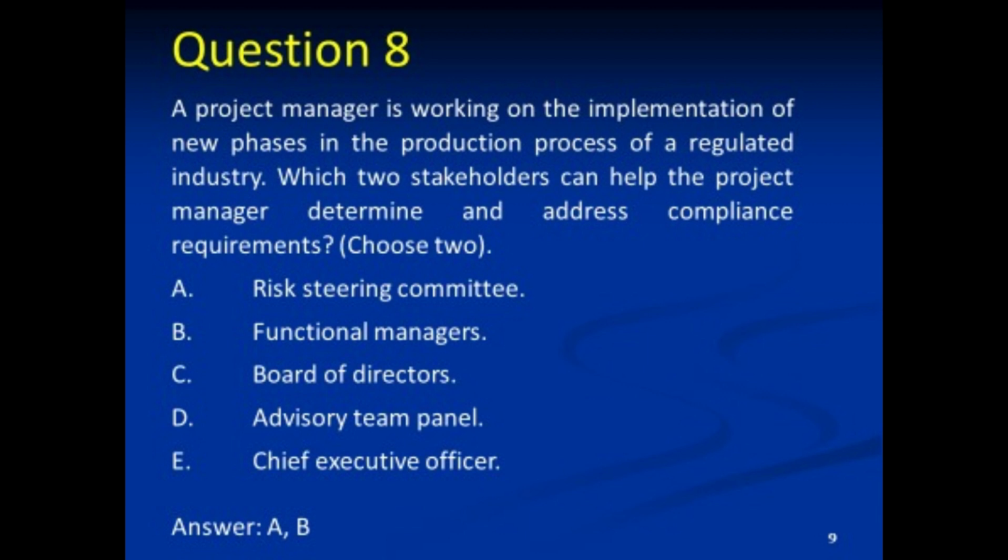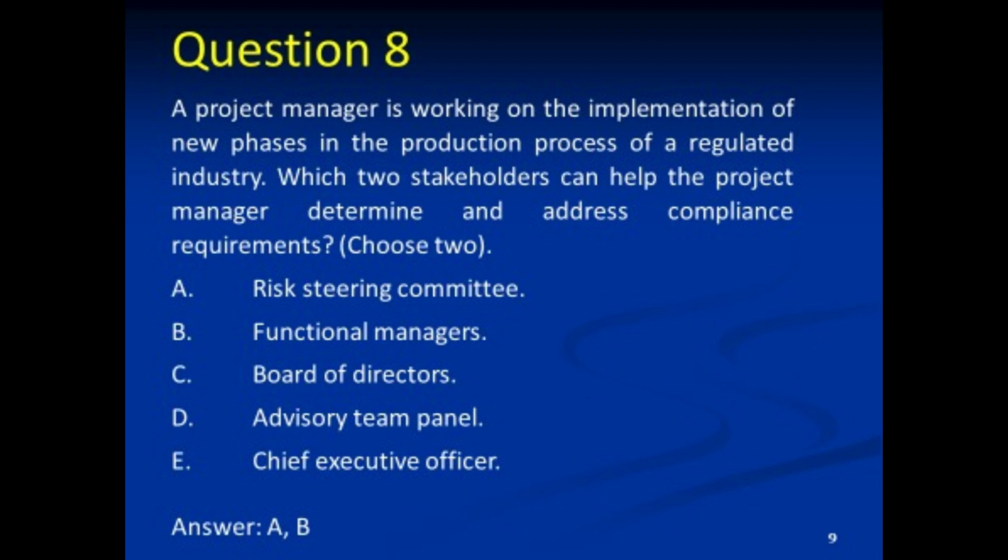C is board of directors. You see, board of directors are senior members involved in the project or the organization who make the policies and decisions at a higher level, not at this level. So they are not involved. This advisory team panel also is a team panel, the role of which is to advise on higher levels, major decisions, not at this level. And the chief executive officer is also a very senior person who is involved in the major decision making process.